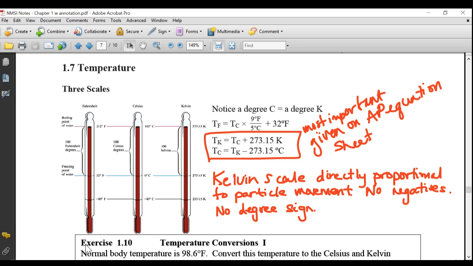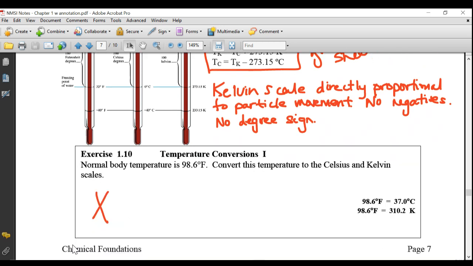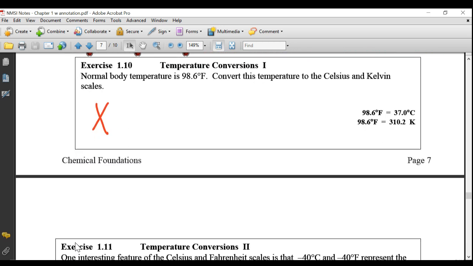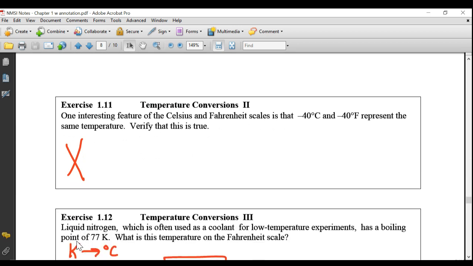And so the two equations that I have boxed there, converting between Kelvin and Celsius, are actually given on the AP equation sheet. They are important, but you do not need to memorize them. You do need to know how to use them, however. So you'll notice I'm skipping a couple problems here in the notes because I don't think that they're super important to convert from Celsius to Fahrenheit or Fahrenheit to Celsius.